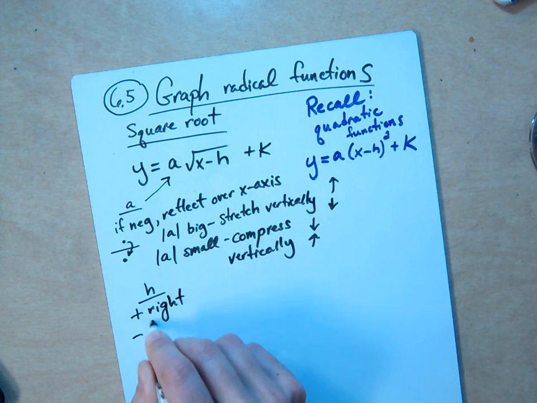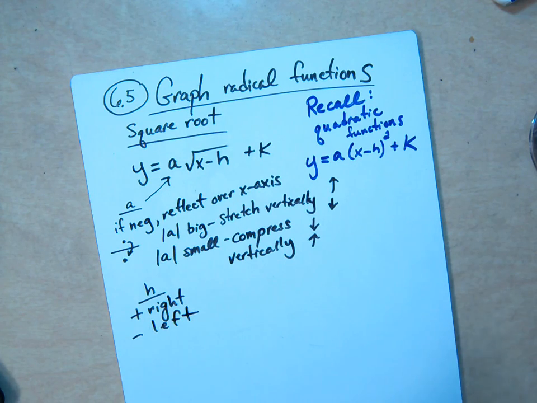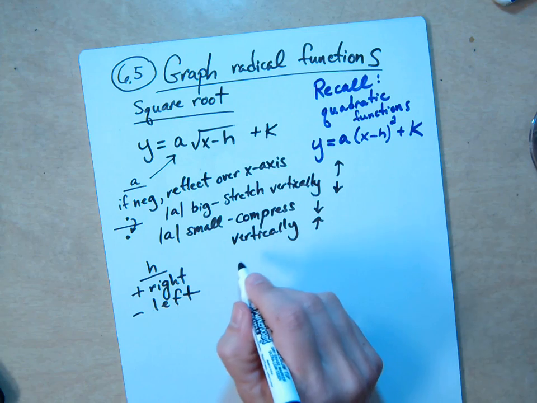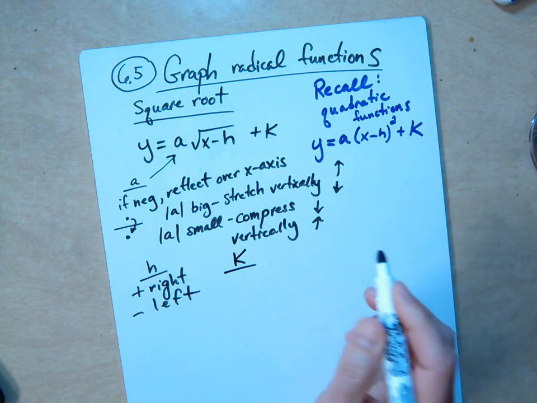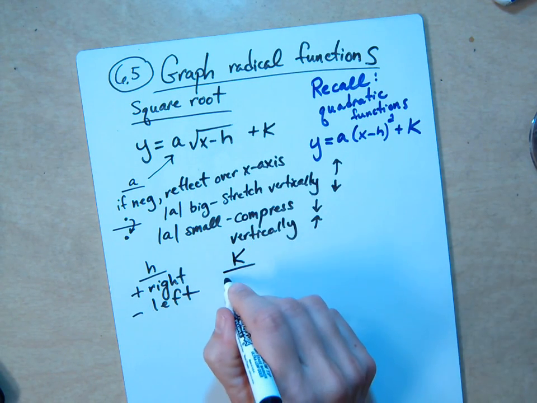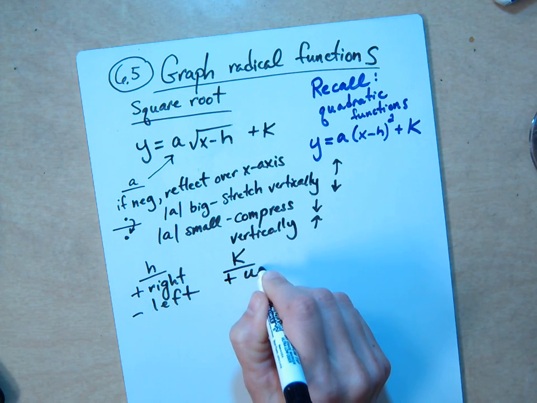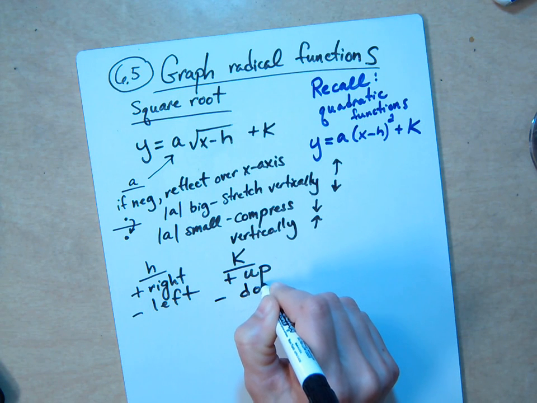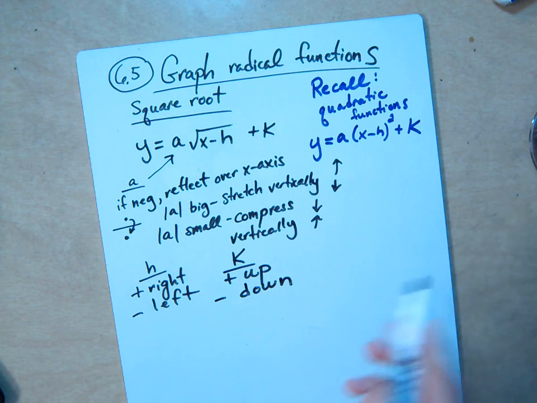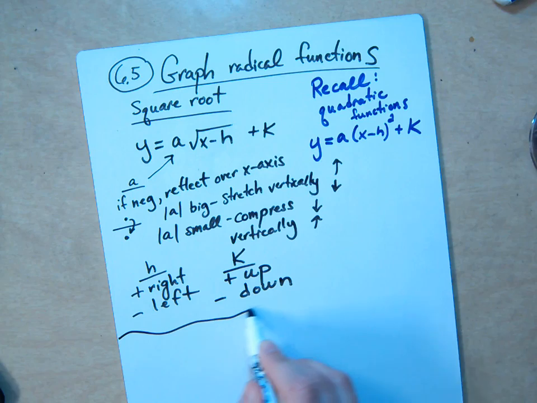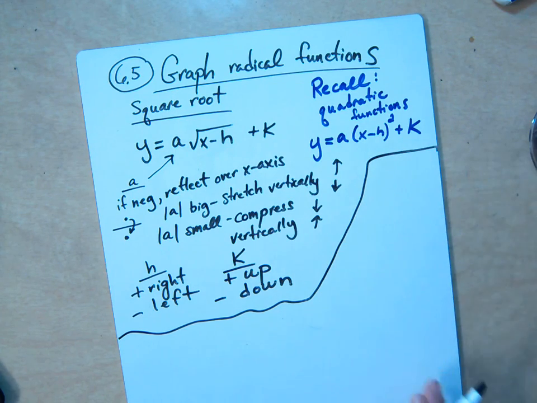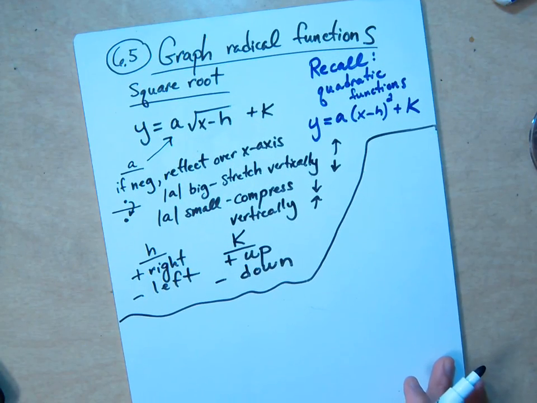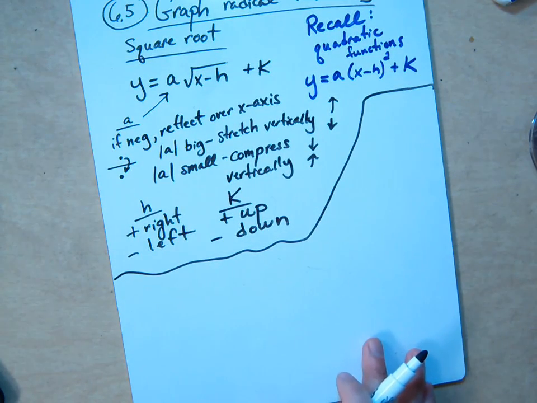If it's negative, you will shift to the left, just like you would expect, and the same as for a parabola. And then K, just like you would expect, if K is positive, you translate up, and if it's negative, you'll shift the whole graph down. So that's the summary before I do examples. That's the formula, if you will. And you'll start to see how useful and powerful these things are.